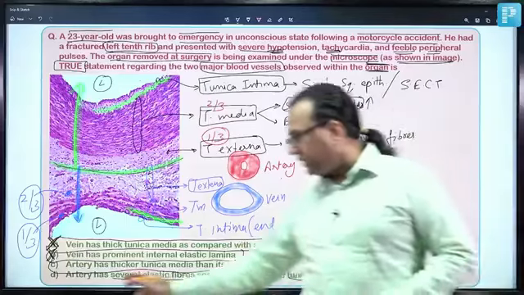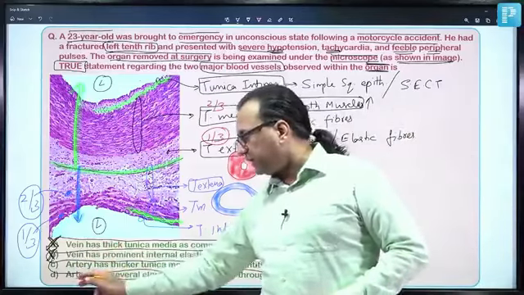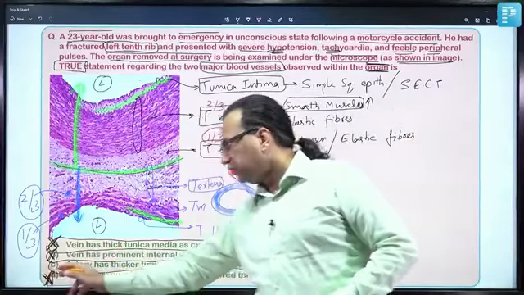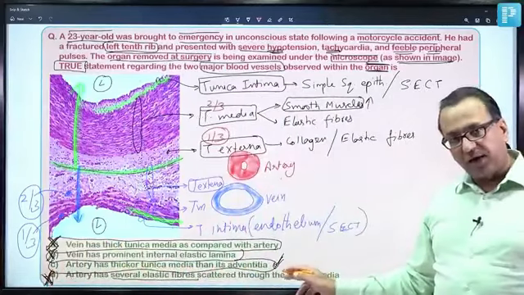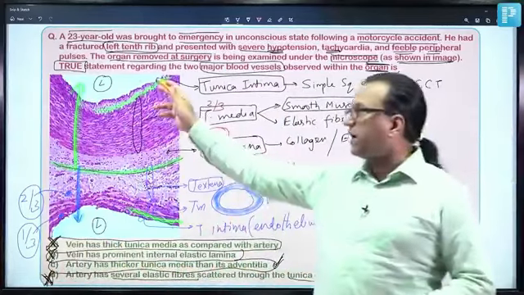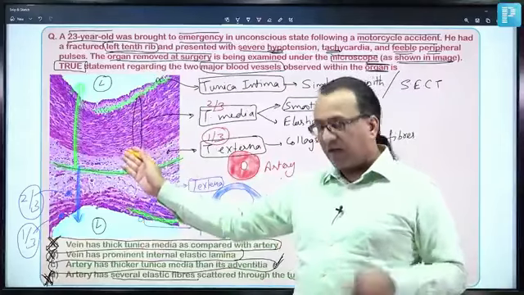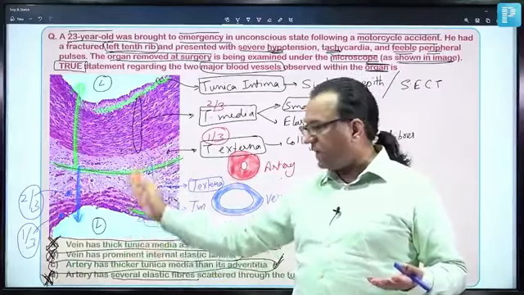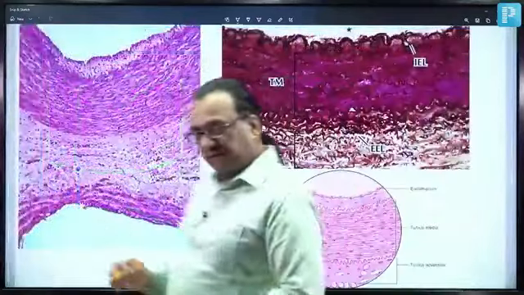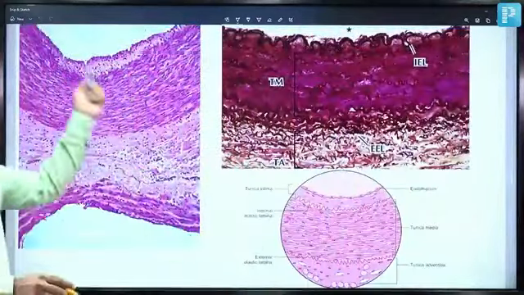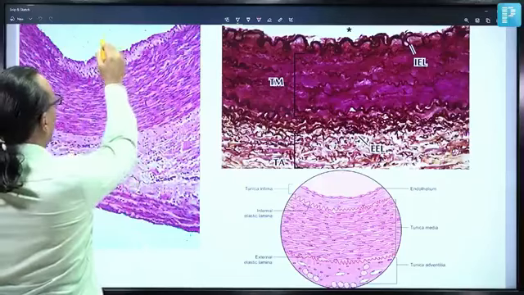So it is a wrong statement, and hence the only true statement in this question is choice number C, and that should remain as our answer. Let us now magnify this region and discuss more details of a splenic artery and then compare it with the splenic vein as well.